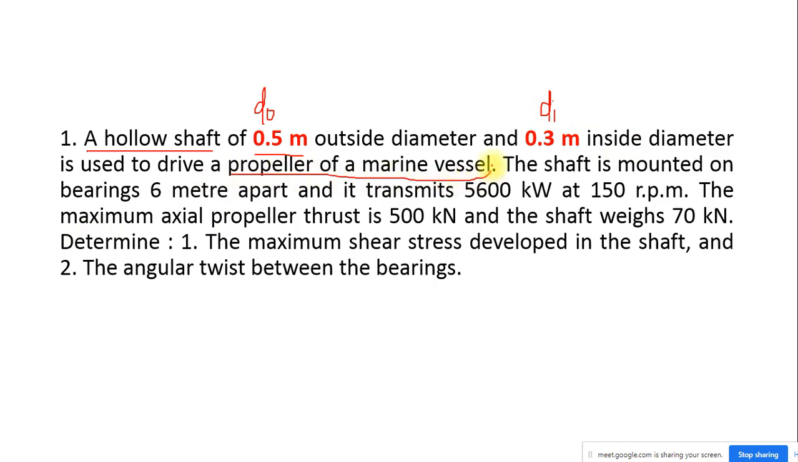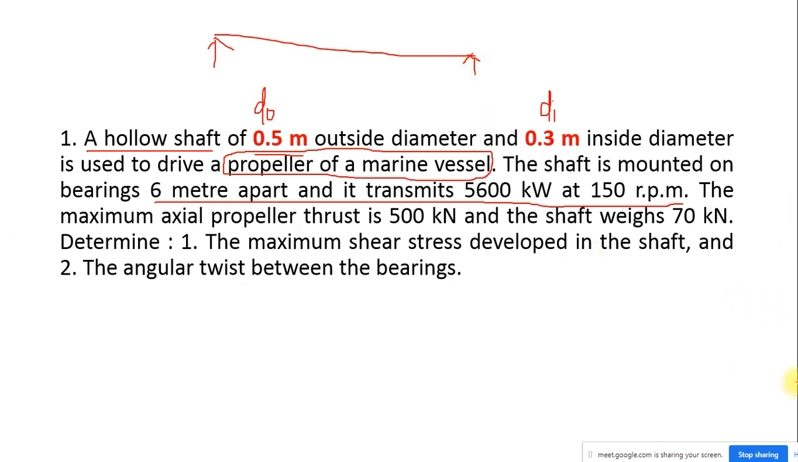As I told earlier, the propeller is one of the important components where axial load with combined bending and torsion moment is acting. The shaft is mounted in bearings 6 meters apart, and it transmits 5600 kilowatt at 150 rpm. So obviously it is held in a bearing 6 meters apart, but they have not given anything about the load.